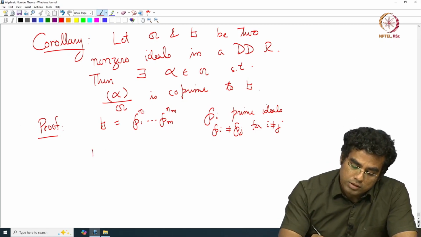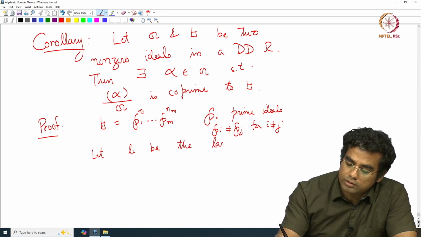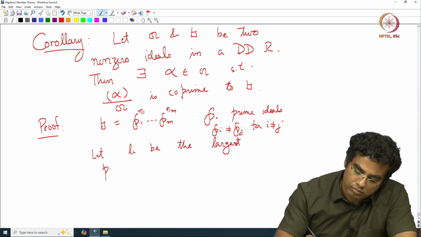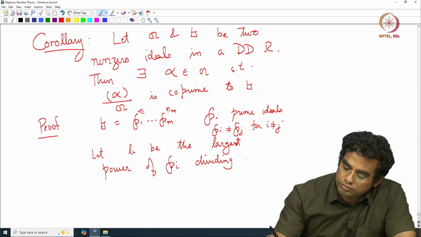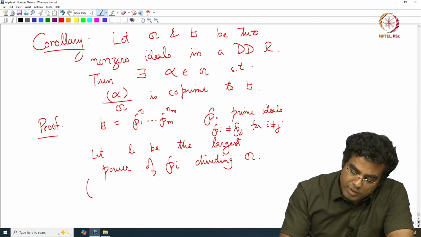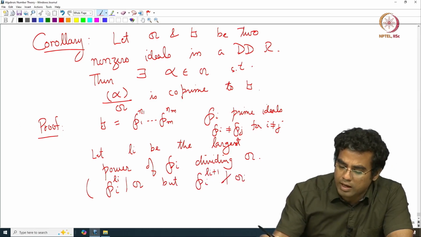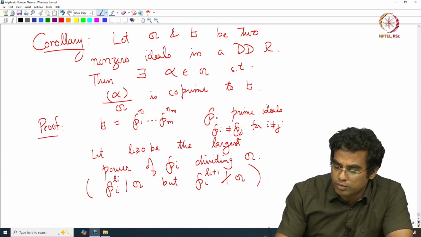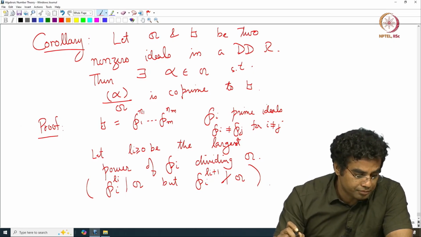So, let Li be the largest power of Pi dividing A. What does this mean? This means that Pi to the Li divides A, but Pi to the Li plus 1 does not divide A. Li could be greater than or equal to 0; Li could be 0. I am not saying that Pi has to divide A necessarily.